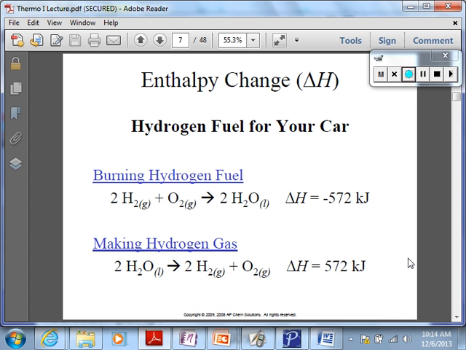Two example equations with their delta H values already calculated. We have the burning of hydrogen fuel and then the making of hydrogen gas. Okay, what is the relationship between those two equations?